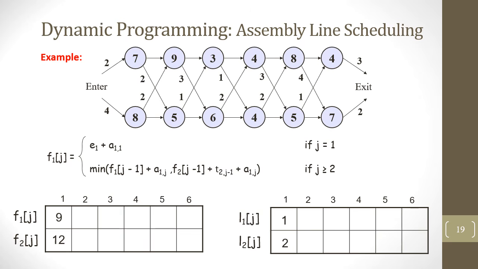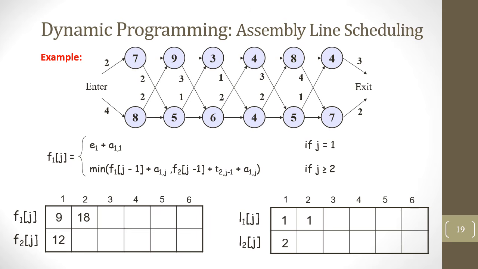And if we come through this station here, the fastest time until here was 12 plus the 2 transfer cost, which is 14, plus the 9, which is 23. So 18 is smaller than 23. So we will get the fastest time through line 1 of 18. So we will write 18, and in the L table we will write 1.